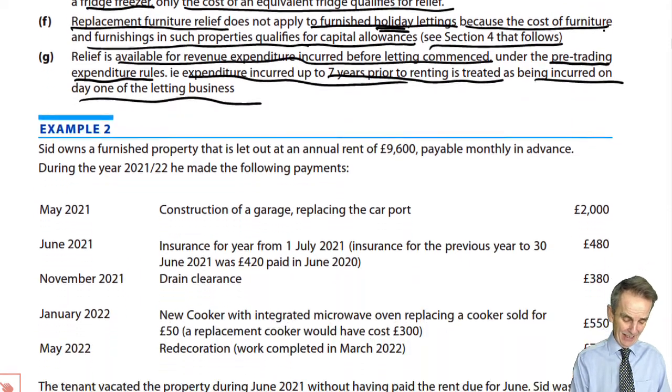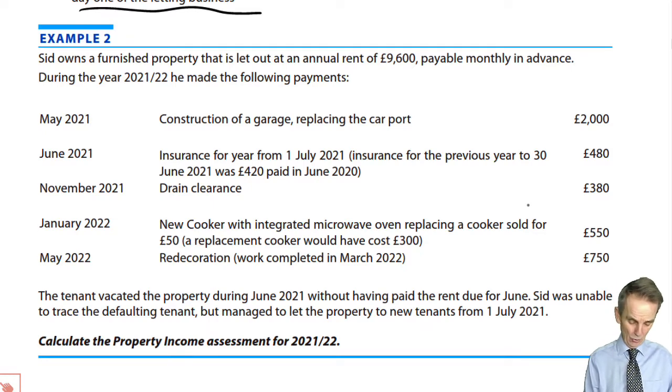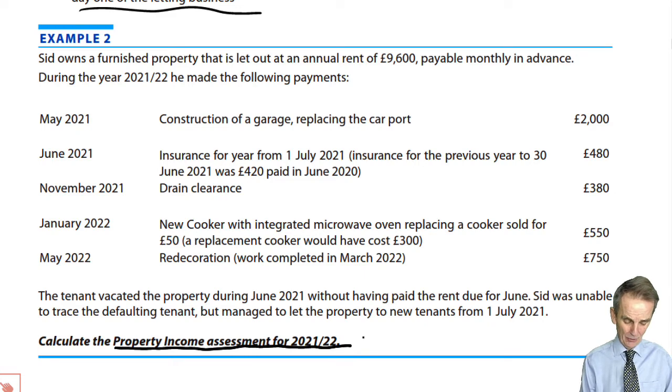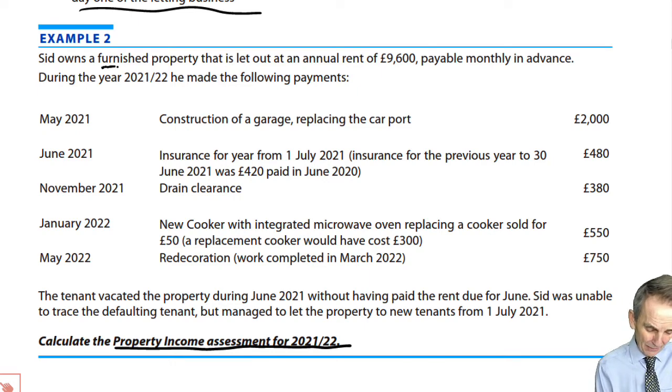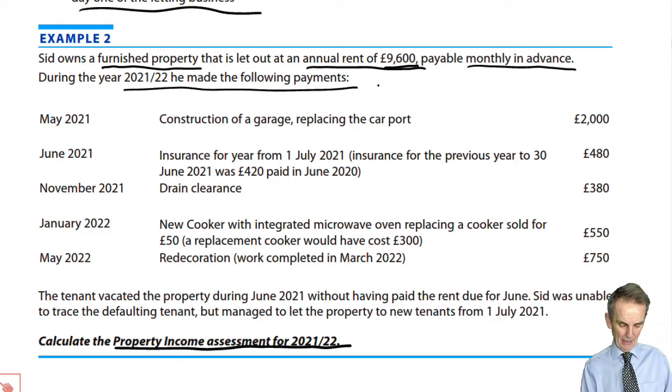And to that end, you've now got a bigger and better example, number 2, whereby the requirement is to calculate the property income assessment, again for our tax year. What have we got? Sid owns a furnished property, again relevant to us, let out at an annual rent of £9,600, payable monthly in advance. During the year 21-22 he made the following payments.